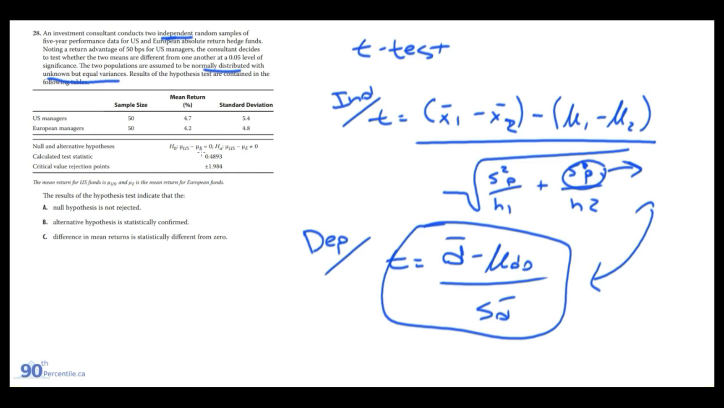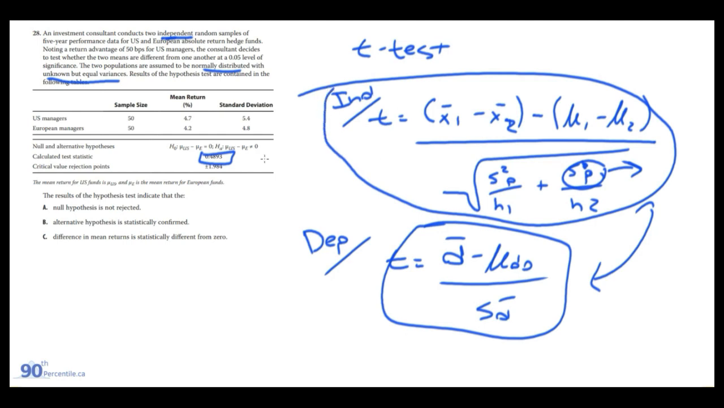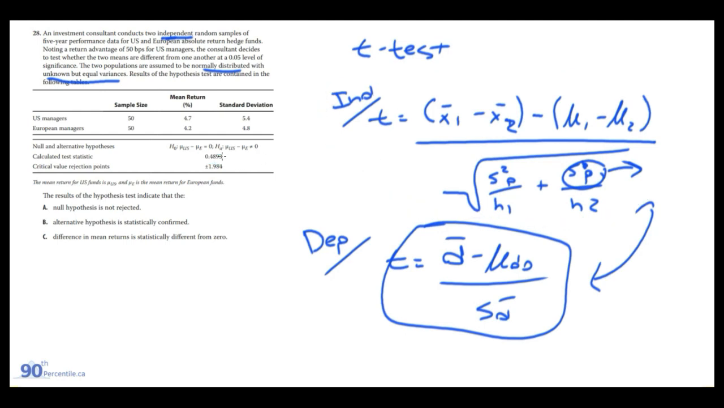And we actually get our test stat right here. So they would have run this formula here because it's an independent sample and came up with this 0.4893 value. And the critical value rejection points are plus or minus 1.984. So this test stat falls within the critical rejection points. So we are not going to reject the null, which is right here. Null is not rejected.